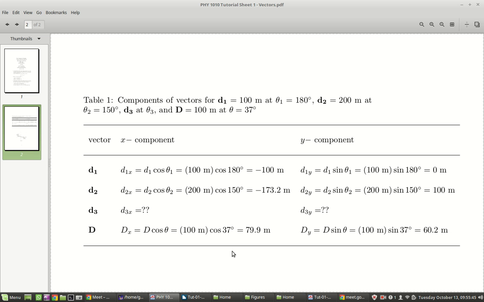D1y is 0 meters. We have vector d2. The x component of d2 is d2x, minus 173.2 meters. Then you've got d2y, which is 100 meters. Then d3 we do not know. d3x we do not know. d3y we do not know. But we know dx is 79.9, dy is 60.2 meters.